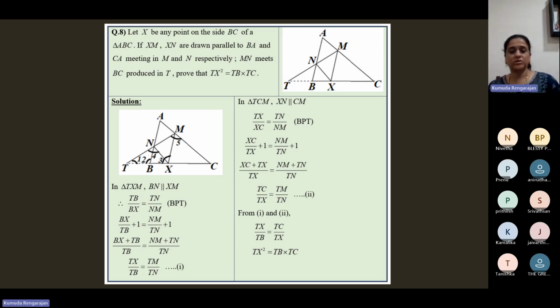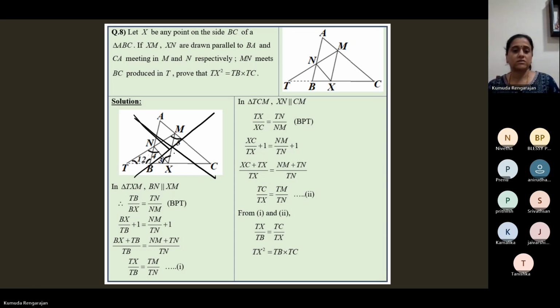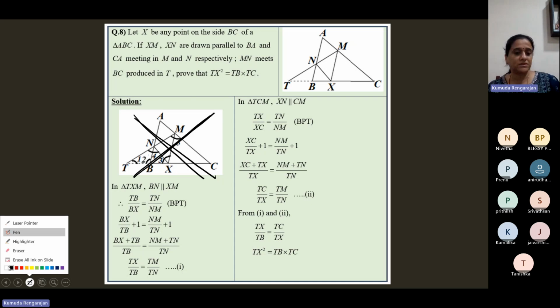And the angles you need not mark. Sorry, this is only for the similarity. Don't draw this figure again, children. This is not needed. This is only for similarity, not for BPT. Don't draw that.